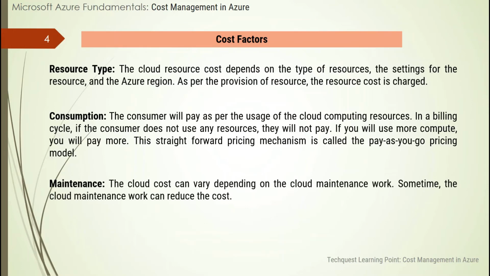Simply, we can say cloud cost can vary depending on the cloud maintenance work. How is it possible? Let's say you have provisioned a virtual machine. We know that after provisioning a VM, the additional resources such as storage and networking are also provisioned. After the end of the requirement, when you deprovision the VM, the storage and networking may not deprovision.